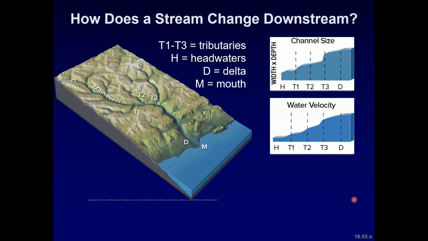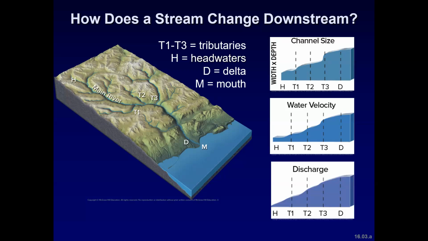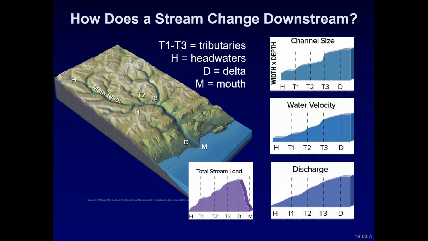It's not really intuitive that water velocity increases downstream. It appears that velocity would be higher in steep mountain streams, but actually turbulence slows the average rate of water velocity. So that's something to think about. All right, discharge as well is more intuitive. That will increase as you go from the headwaters through each tributary through the delta to the mouth. We have all this water added together.